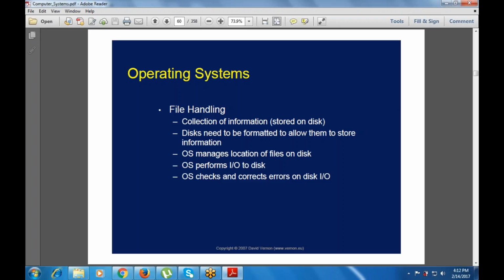Then the operating system also checks and corrects the errors on the disk input output, whatever the disk input output method available.